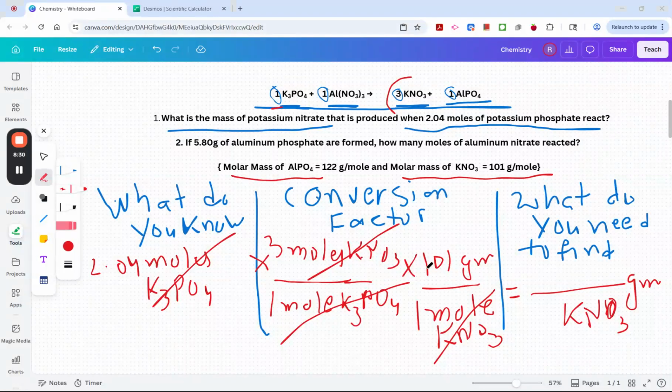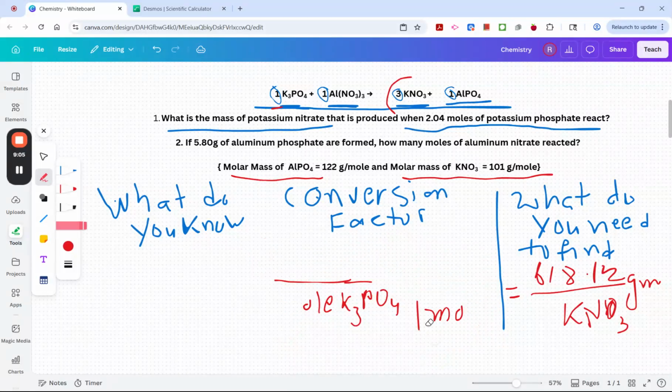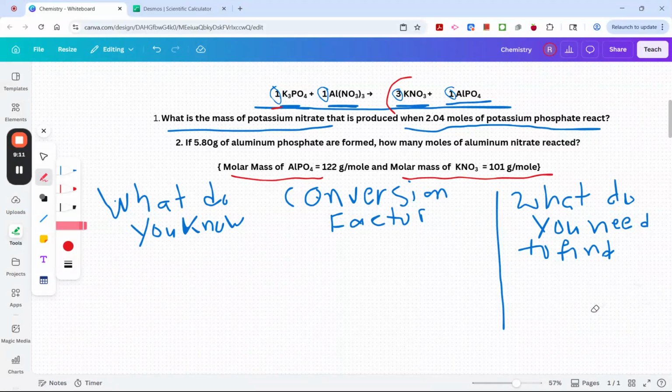So let's check the answer. 2.04 multiplied by 3 multiplied by 101 is equal to, you can see it's a big number, 618.12 grams. Here we go. So we're done with the first part. Let's check your second question. Oops, the columns are till 2. I erased it accidentally. Okay, here we go. It's okay.